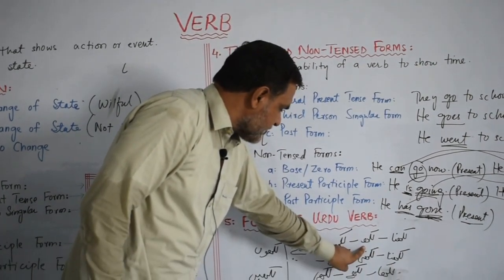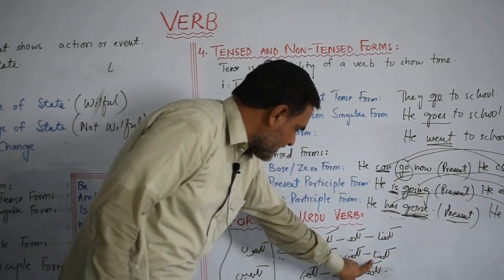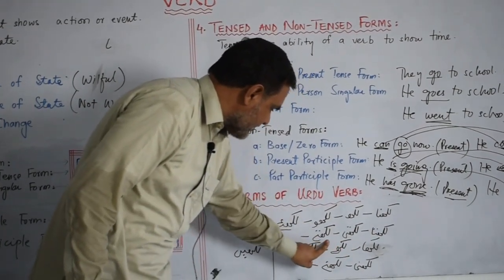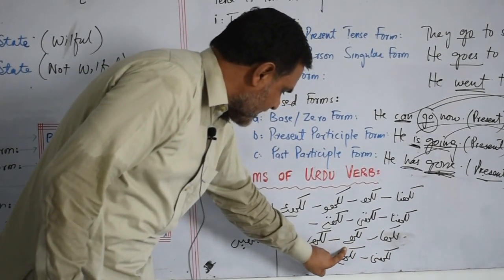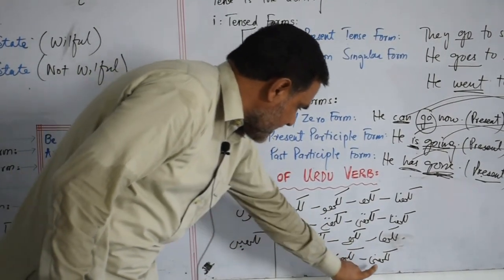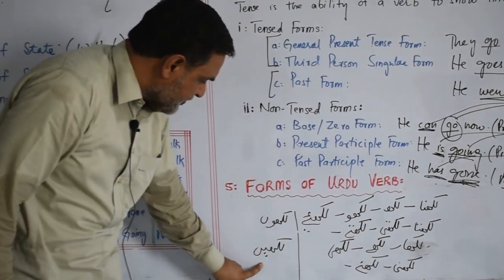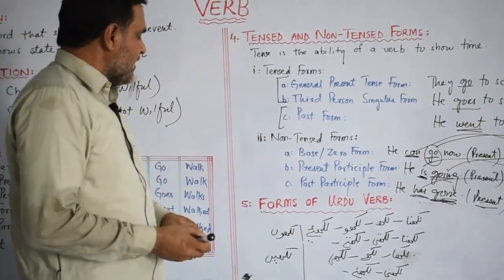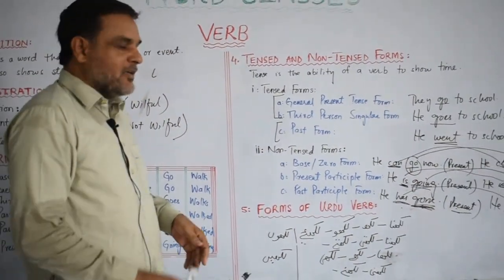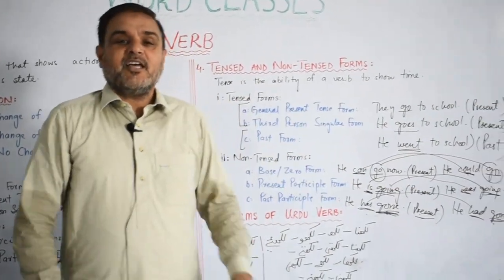kha, khao, khaiye, khata, khati, khate, khaya, khaye, khai, khani, khane, khaun, khaye. So you can add more of them. So these are the forms of Urdu verb. 14 forms of Urdu verb, more than the double.